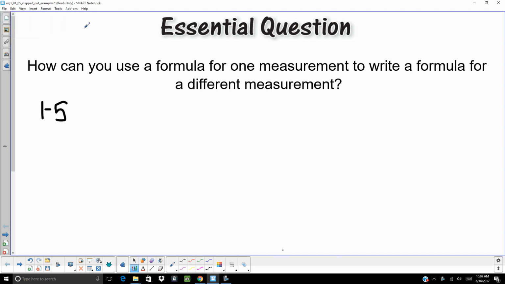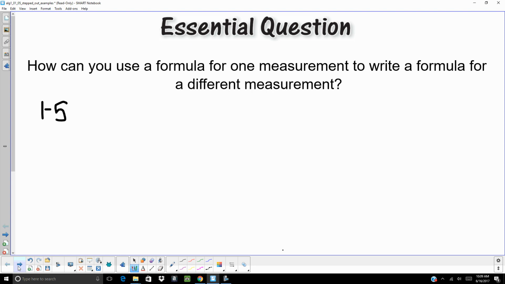All right, today we are going to be doing Chapter 1, Section 5 in Algebra 1. Our essential question is how can you use a formula for one measurement to write a formula for a different measurement? Sometimes these are called literal equations. You use this a lot in science where you've got an equation with multiple variables, and sometimes you're going to want to solve for a different variable than what's already solved for.